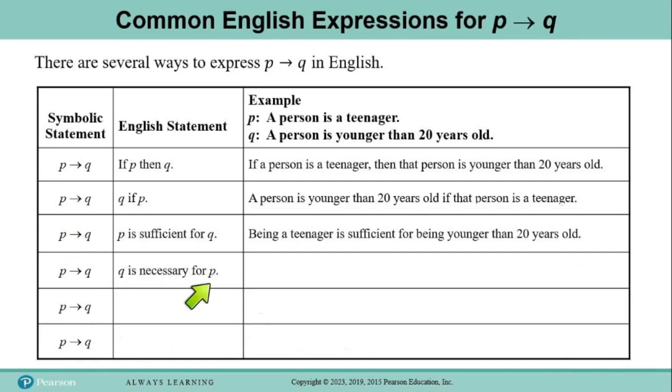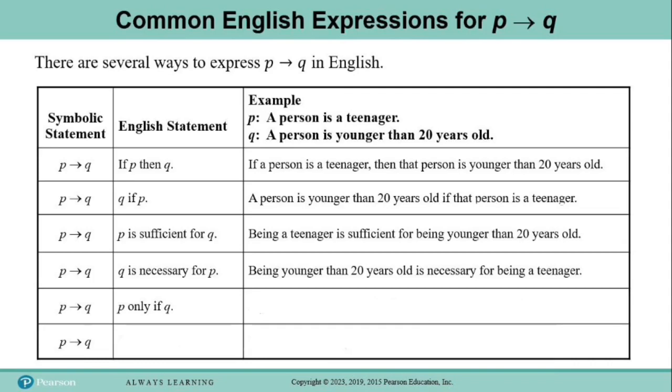Here's another one. Q is necessary for P. So in our example, being younger than 20 years old is necessary for being a teenager. And that makes sense. Being younger than 20 years old is necessary for being a teenager. In other words, statement P cannot be true unless statement Q is true. Q being true is necessary for P to be true.